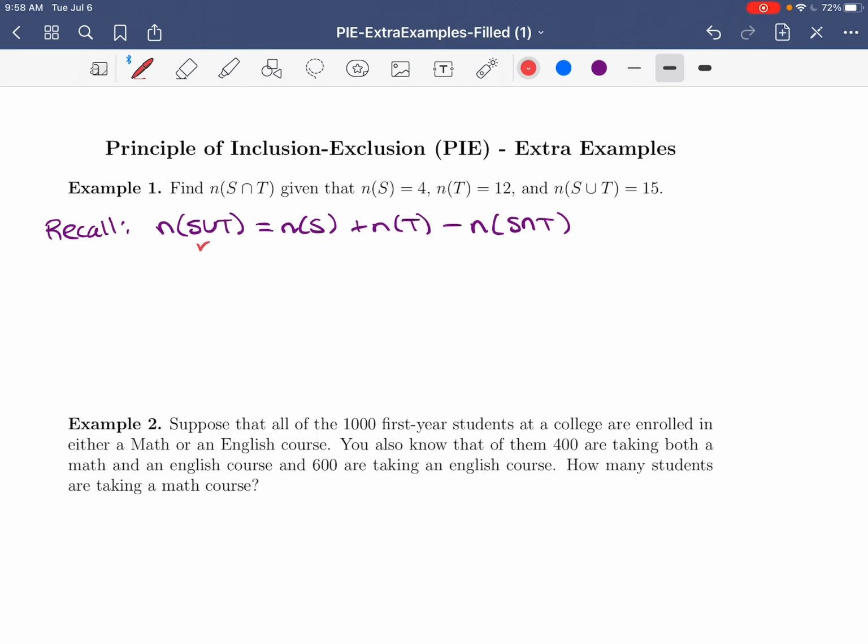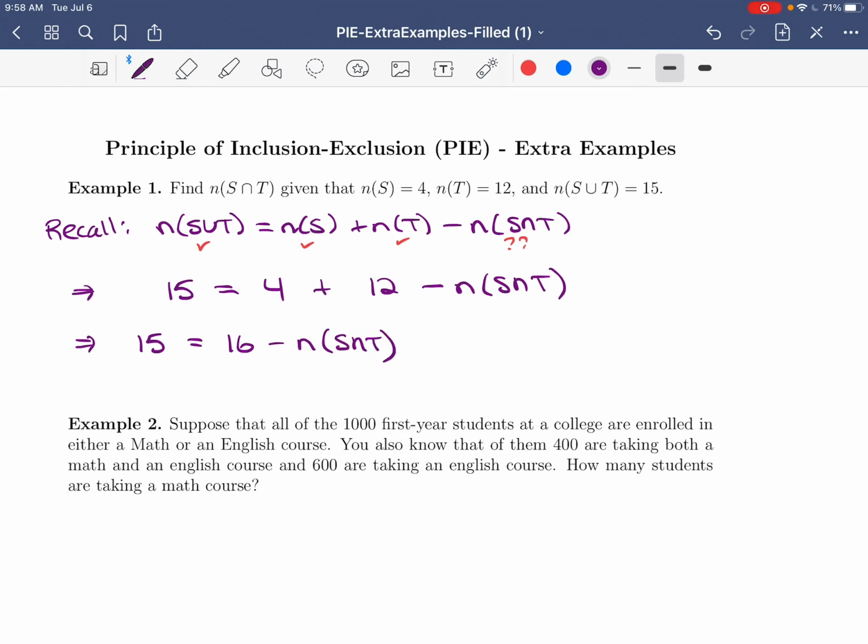So if you think about it, we have this one, we have this one, and we have this one, and this is the one that we want. So if you're ever just missing one thing, you can always just rearrange to find it. Okay, so if I just plug in the numbers, 15 is equal to 4 plus 12 minus the thing that I'm actually looking for, the number in S intersect T. So 15 is equal to 4 plus 12, which is 16, minus the number in the intersection.